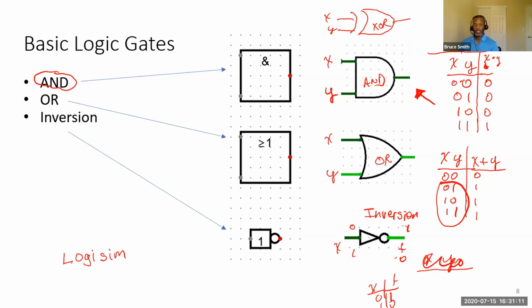Using these 3, those bottom 3, the AND, the OR, and the inversion, you can build memory. You can build registers. So these I'm used to working with for the last 10 years.